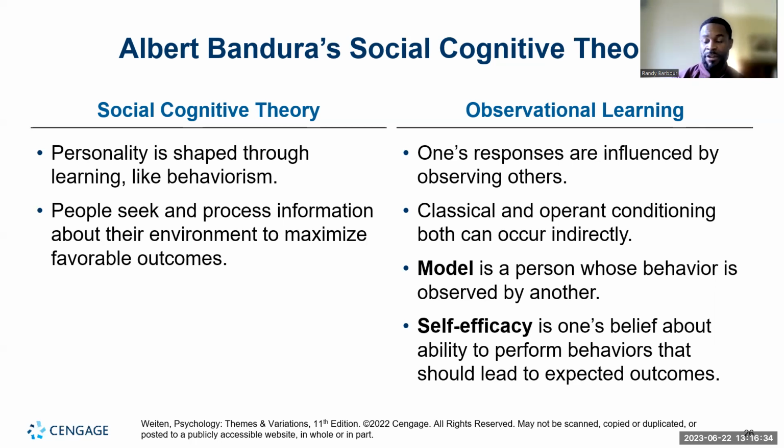And so once you observe something, you then use that as a model, right? You hold it up. You're like, no, I'm not talking back to my mom, my dad, because I could be punished for doing that, right? And then the other aspect or concept that is talked about in observational learning is what we call self-efficacy. And self-efficacy is your belief about your ability to perform a certain behavior and that it should lead to an expected outcome, right?